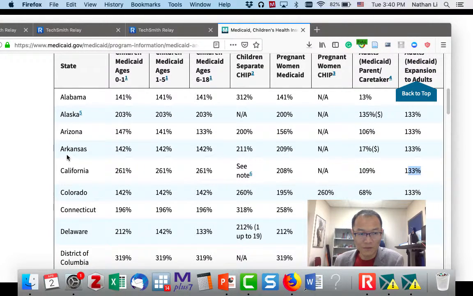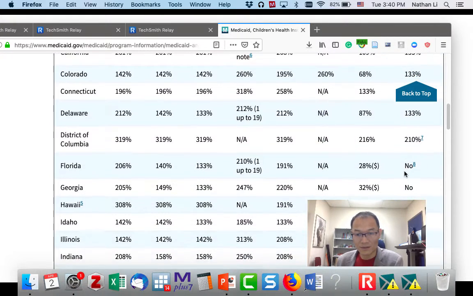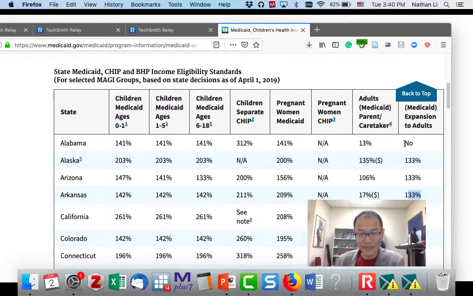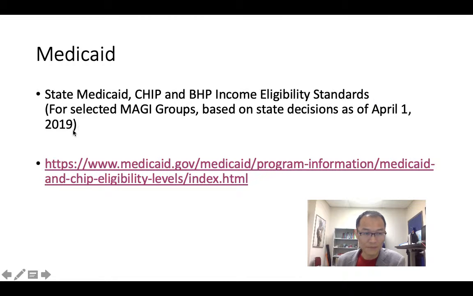All right. For Arkansas, there's a huge difference. It used to be 17%, but now it's 133%. So, because many states chose not to have the Medicaid expansion program for poor adults, that's why Medicaid still has a big hole in it.